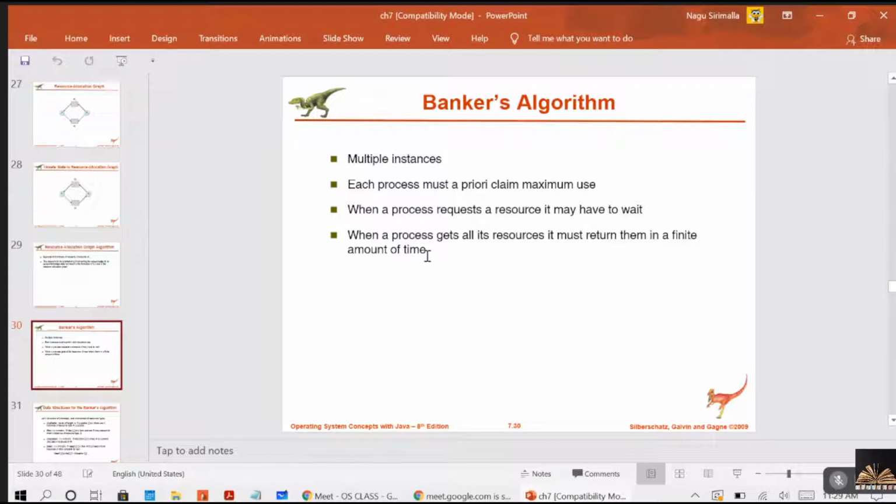So why did the Banker's algorithm come? See, we go to a bank, right? You want to take some amount as a loan. Then you request, and the bank will check whether that amount is available in the bank or not. If it is available, it will give the amount to you. Then you are supposed to return it in a finite amount of time. If you don't return it in that time, normally they try to take the properties or whatever.